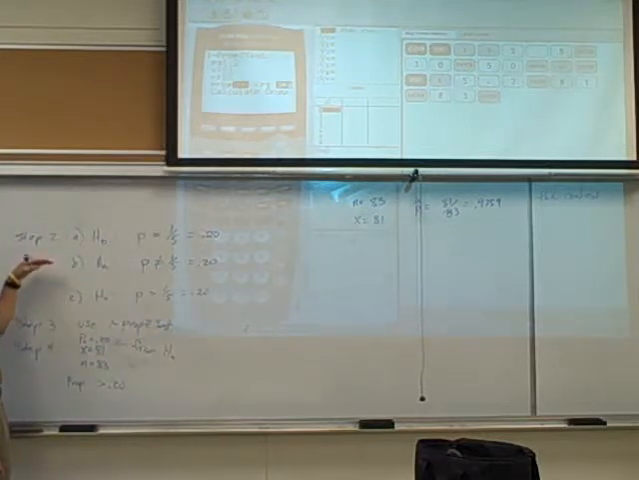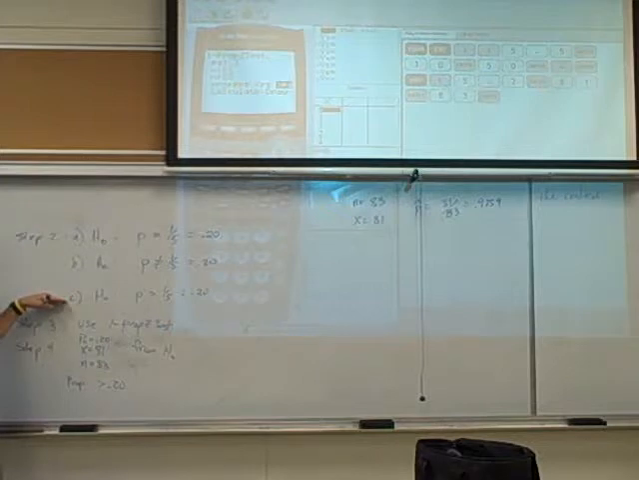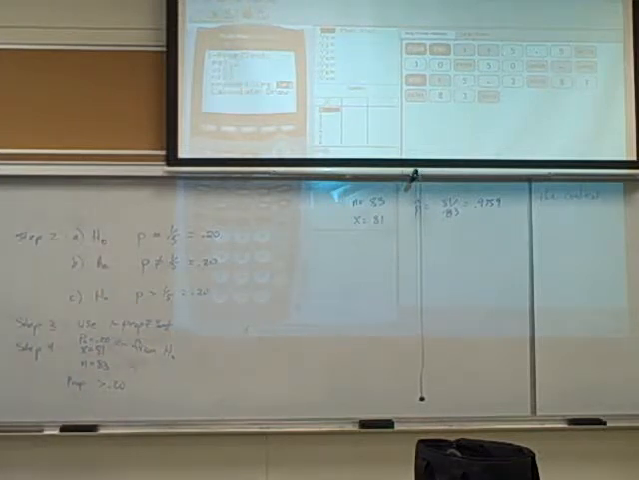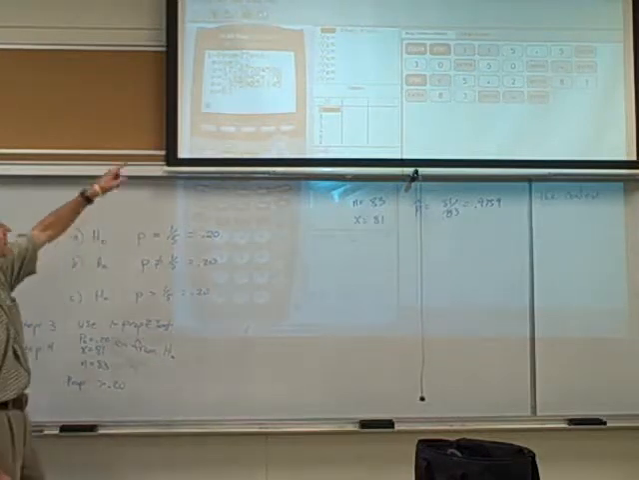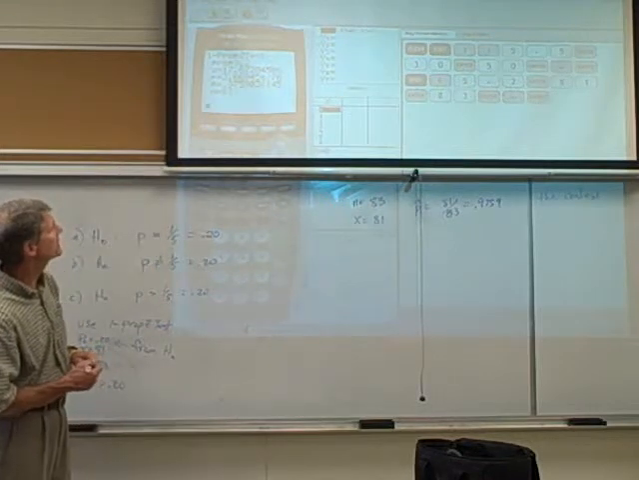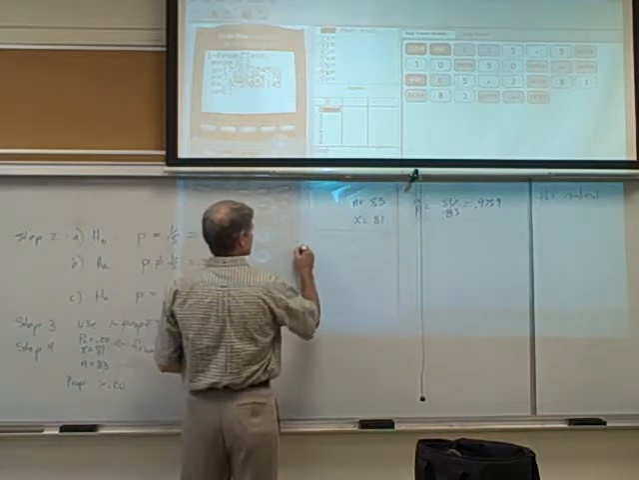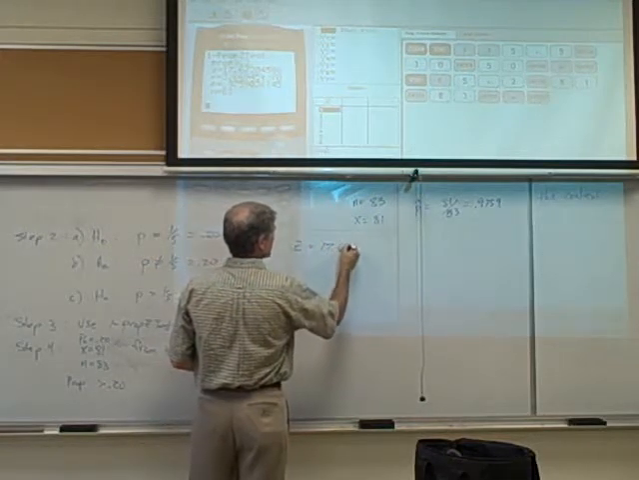They say, now using the hypothesis for part C, which is the greater than one, conduct the test. So use the greater than P0 and hit calculate. And you should get Z equals 17.67. So the Z test statistic is 17.67.